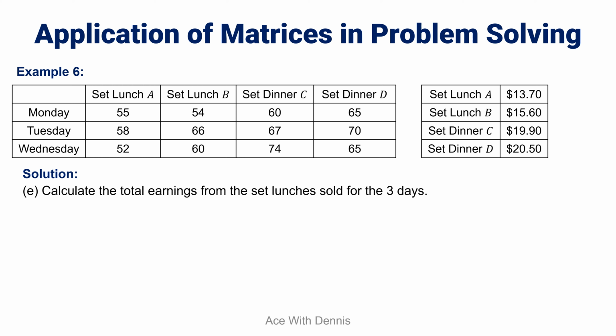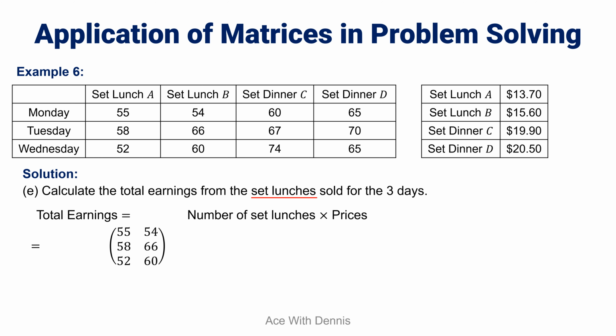Question E. Calculate the total earnings from the set lunches sold for the 3 days. So over here, only for the set lunches. Hence, the total earnings will be the number of set lunches multiplied with the prices. Okay, so the number of set lunches will be 55, 54, 58, 66, 52, and 60. Then multiply by the prices, which is $13.70, $15.60.